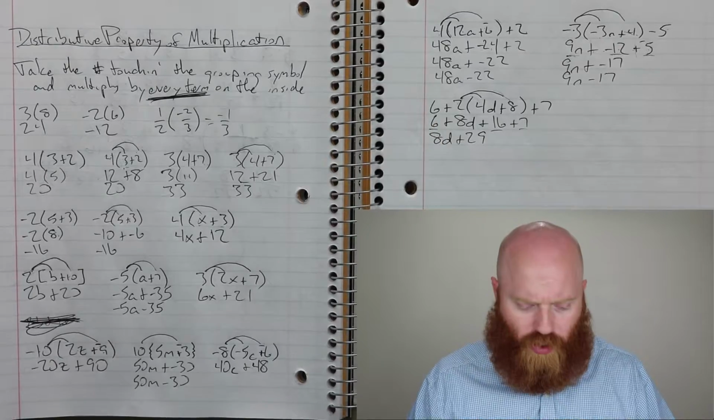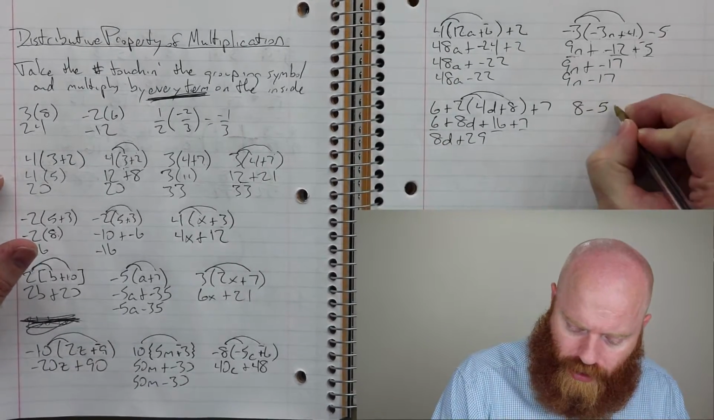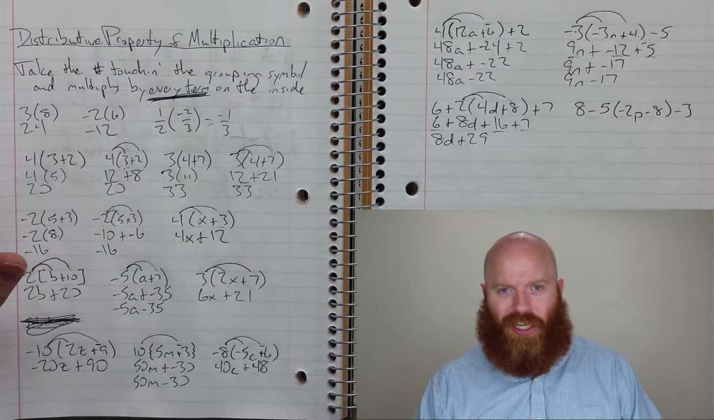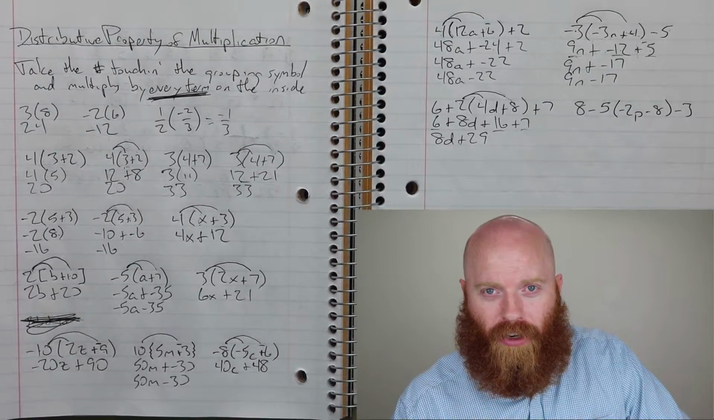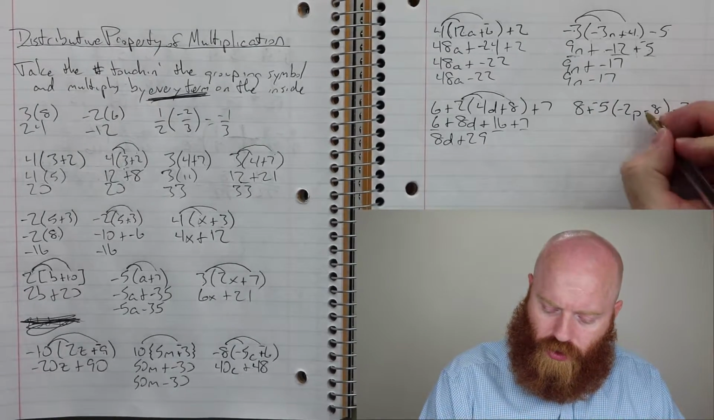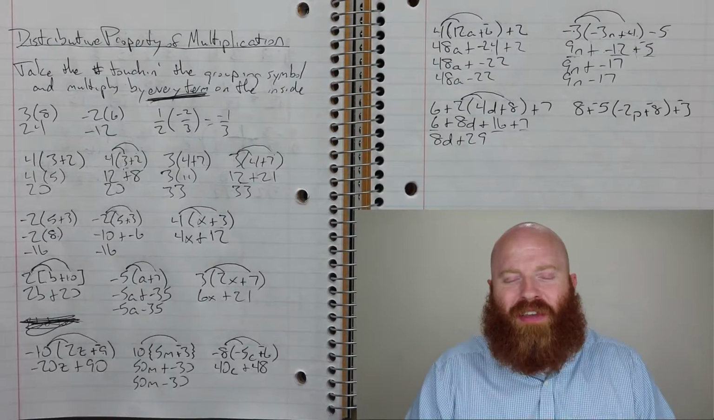Let's do another one that looks like this, just for kicks. Let's say I got 8 minus 5 times the quantity negative 2p minus 8, all that minus 3. That's a lot of negatives. You guessed it, I don't care. I know how to deal with them. I'll put 2 pen strokes. Now it's addition. It just makes me happier.